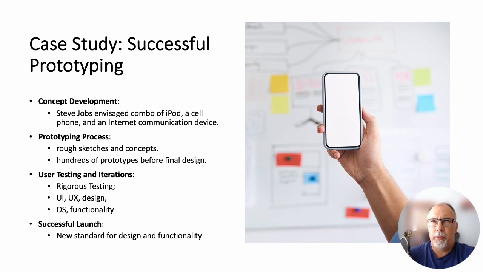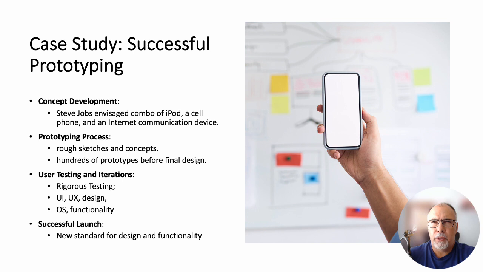Each prototype underwent rigorous testing. Prototypes were used to test various aspects such as the user interface, the operating system's functionality, and the physical design of the phone. Feedback from these tests led to multiple iterations in the design. The final design was a result of this extensive prototyping process.